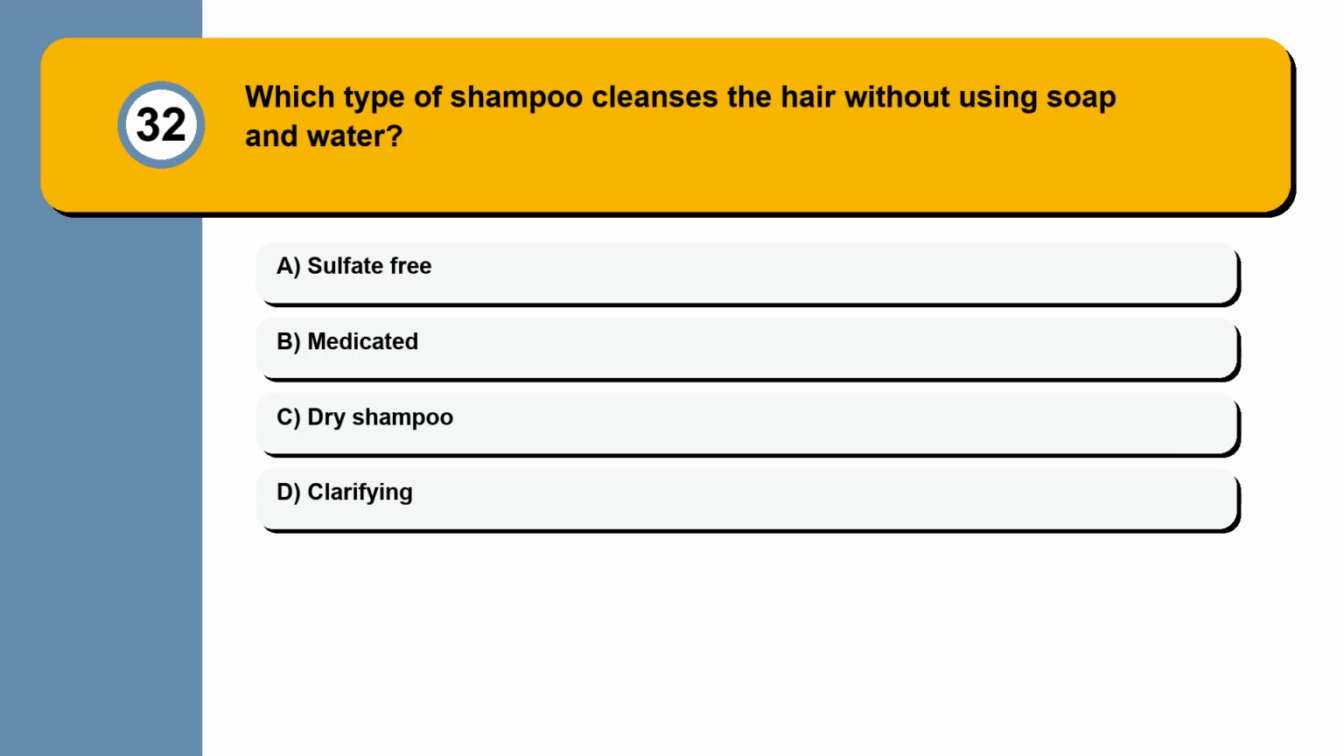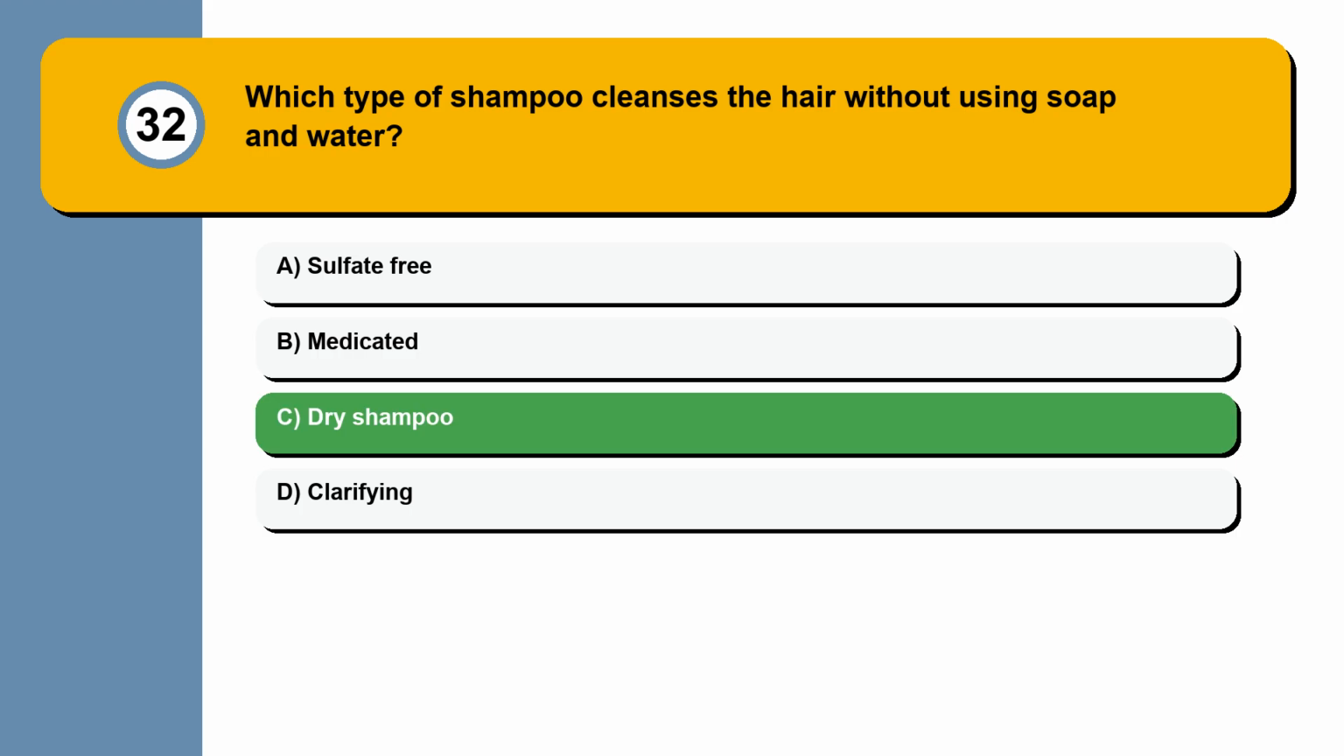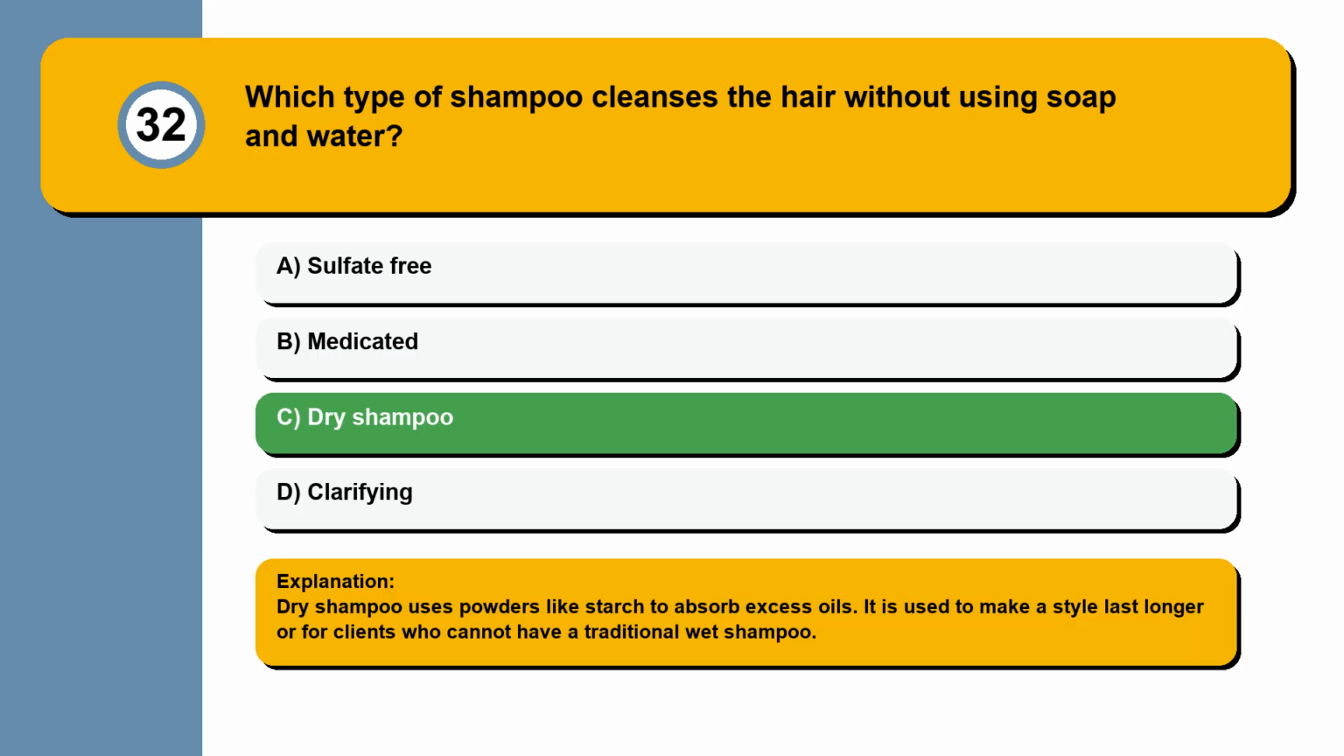Question 32. Which type of shampoo cleanses the hair without using soap and water? Sulfate-free, medicated, dry shampoo, clarifying. Dry shampoo uses powders like starch to absorb excess oils. It is used to make a style last longer or for clients who cannot have a traditional wet shampoo.